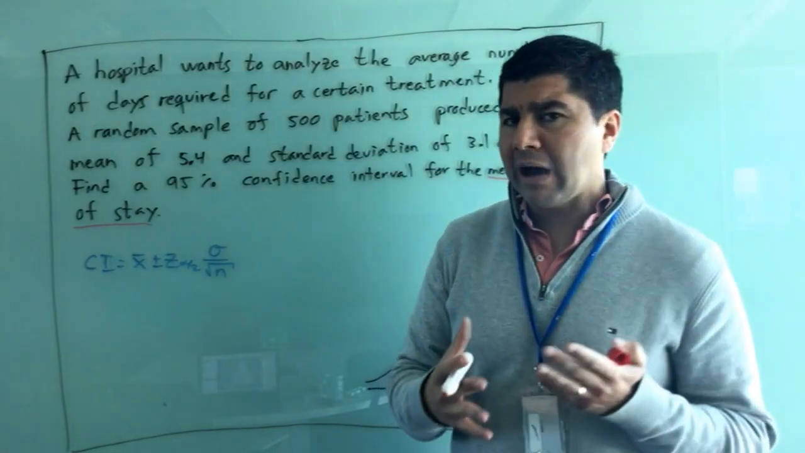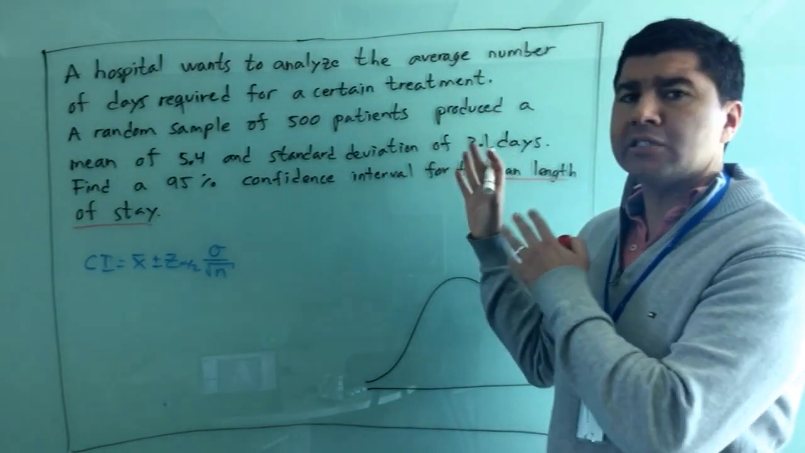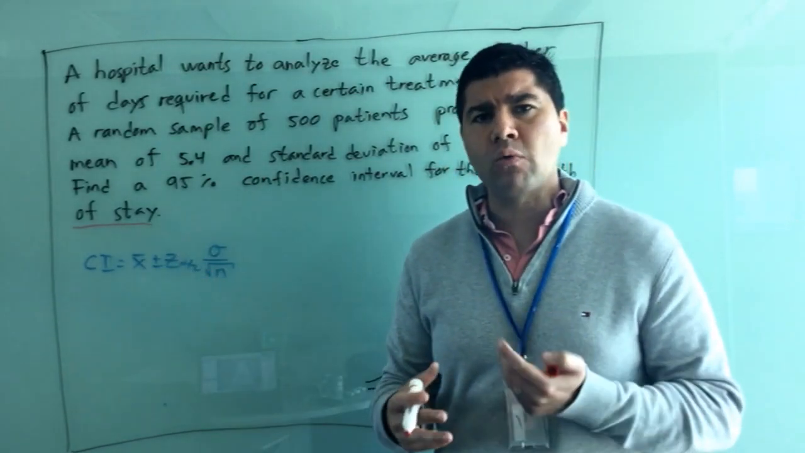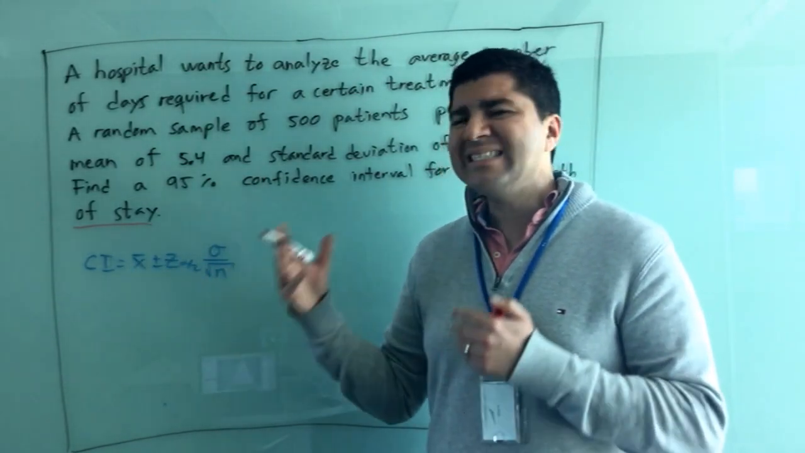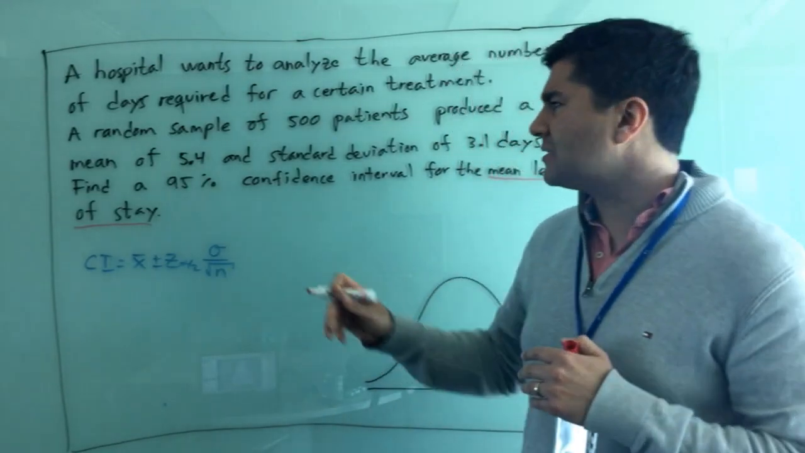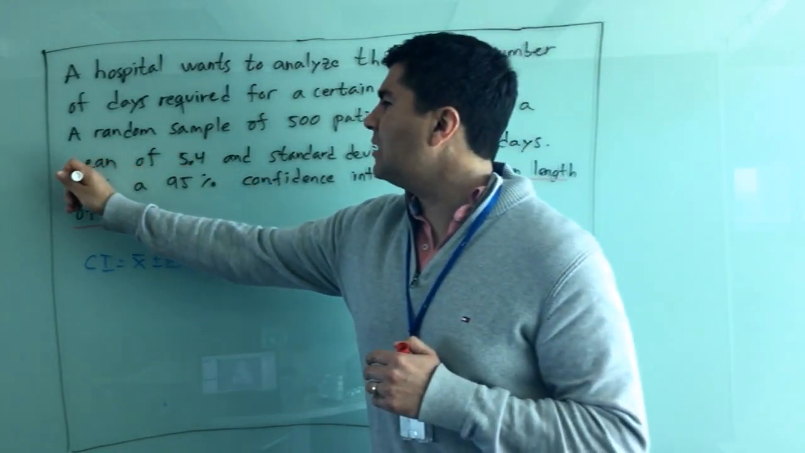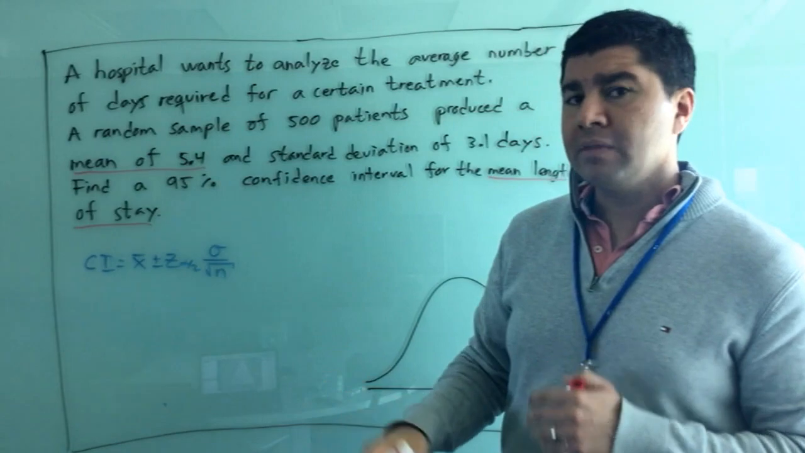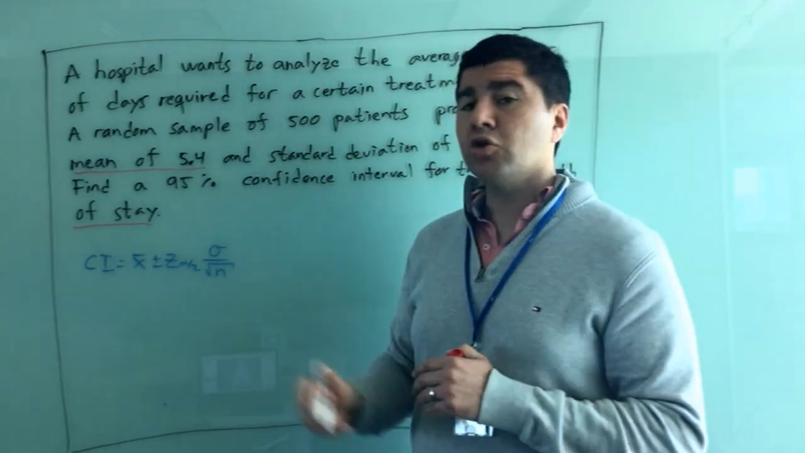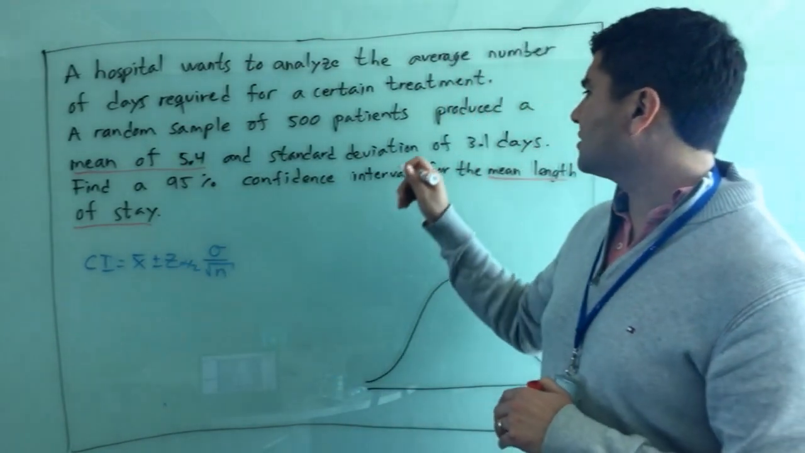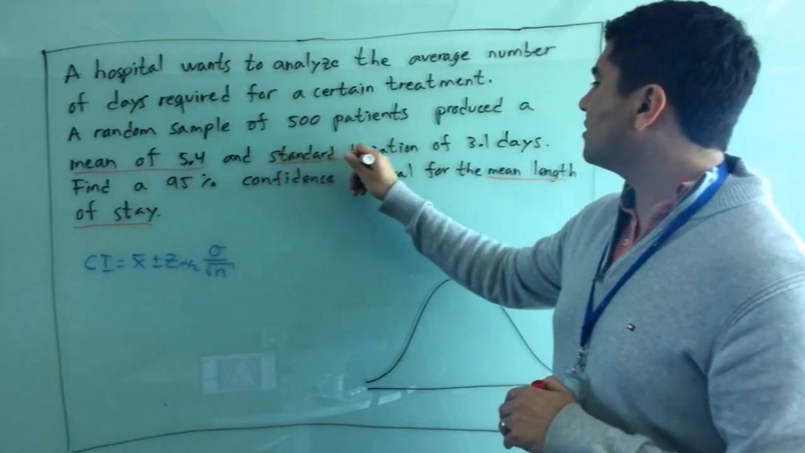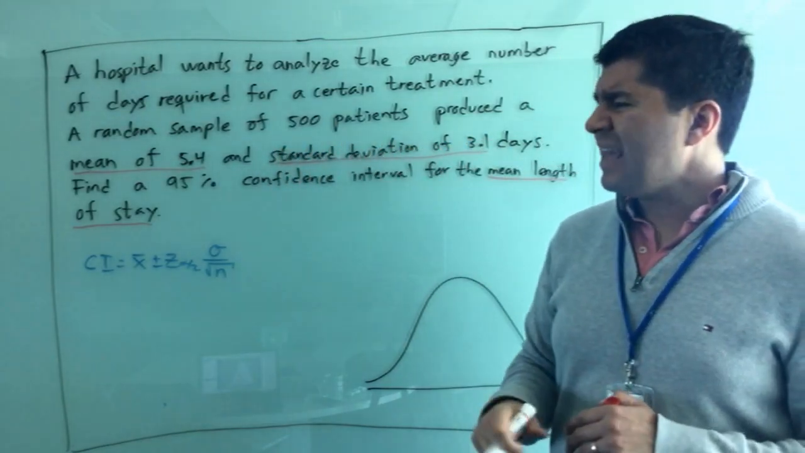What we're going to do now is to analyze from the context what are the values that we require. X bar is given explicitly in the text. It says that it is a mean of 5.4. The standard deviation is also given explicitly in the text. It says that it's a standard deviation of 3.1.